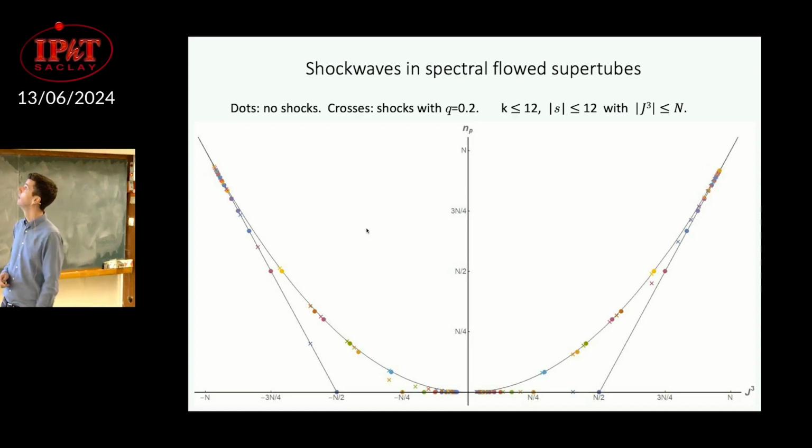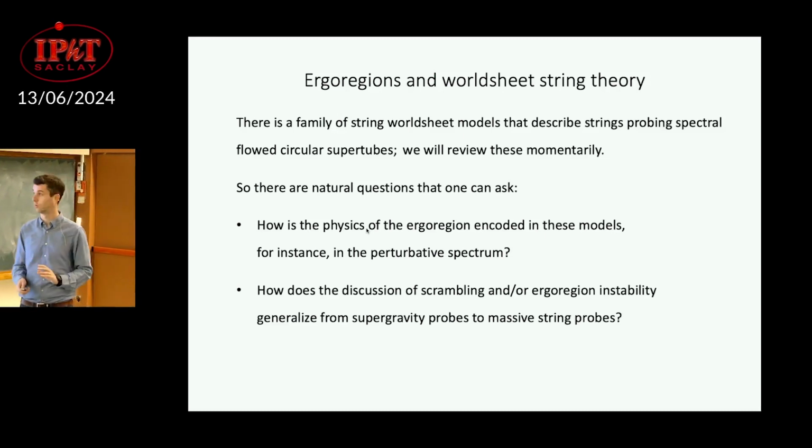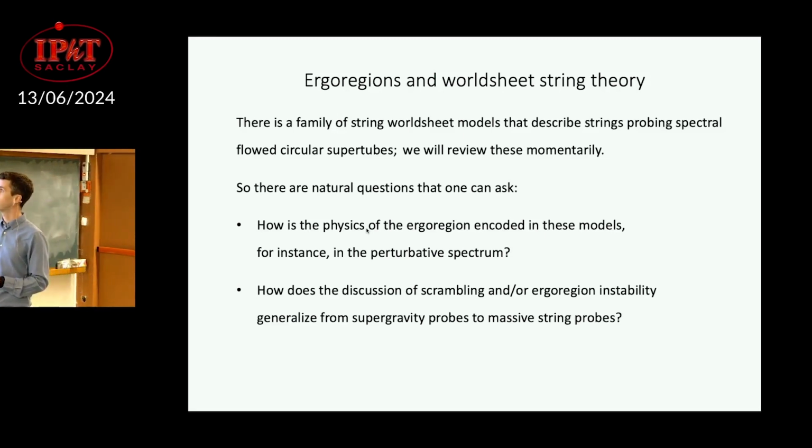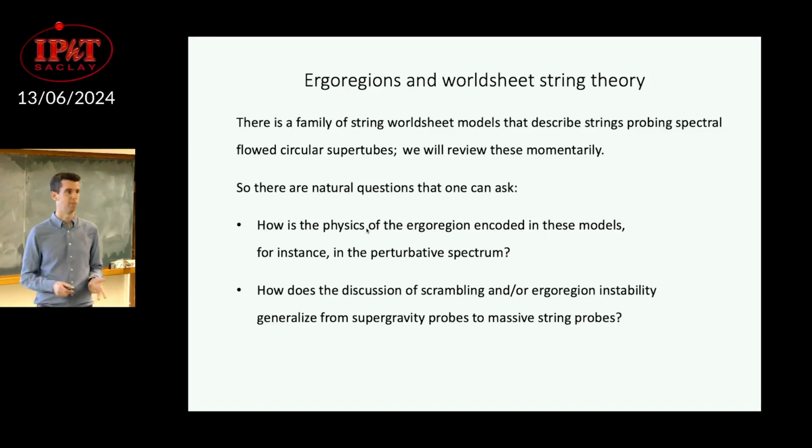Okay. Good. So as Emil was reviewing, there's a family of worldsheet models that describe the spectrally flowed circular supertubes without shock waves. And so there are natural questions one can ask. For instance, how is the physics of the ergo region encoded in these models, for instance in the perturbative spectrum? And how does this discussion of scrambling and ergo region instability, when it's present, generalize from supergravity probes to massive string probes?